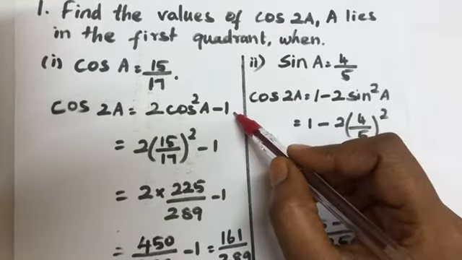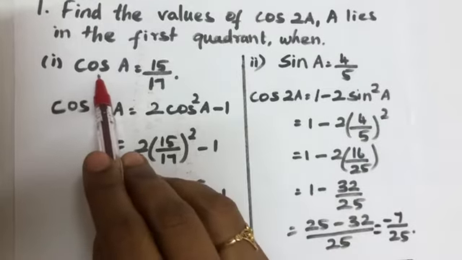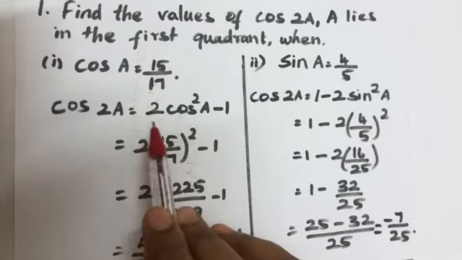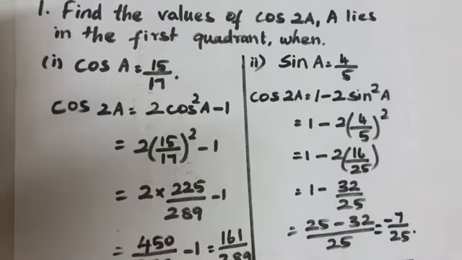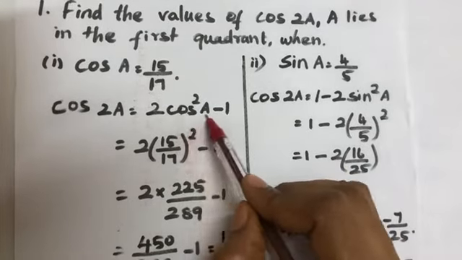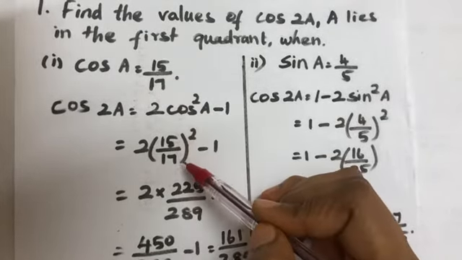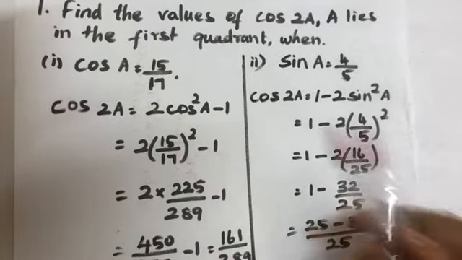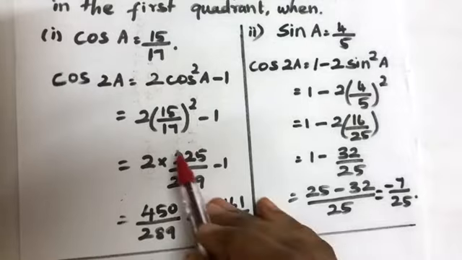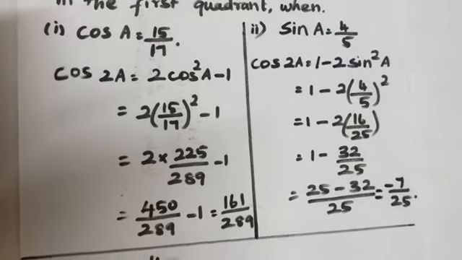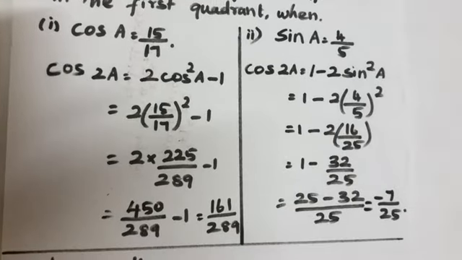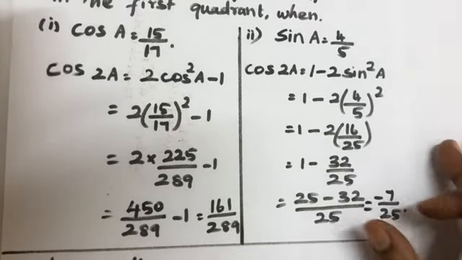Why did we choose this formula? Because we have the cos A value, so you can substitute that value here. That's why we have chosen this formula. So 2 into 15 by 17, instead of cos A I have substituted 15 by 17, the whole square, minus 1. What is 15 square? It is 225. 17 square is 289, minus 1. Then after simplification, you get 161 divided by 289.